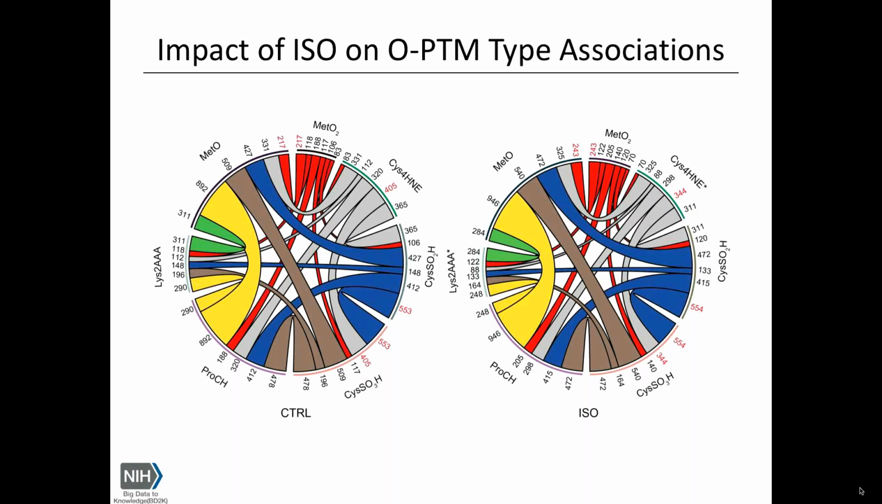So we also noticed from these 2 circular graphs that O-PTMs that occur on the same amino acids tend to have closer connections or more co-modified proteins between the 2 different types of modifications. For instance, for cis4HNE and cis-SO3H, we see that there are 4 or 5 between them, which is a greater number compared to many of the other co-modified proteins with other O-PTM sites.